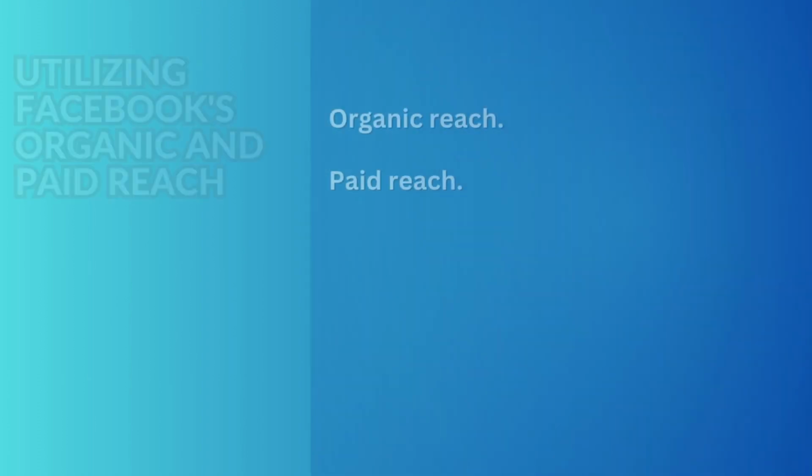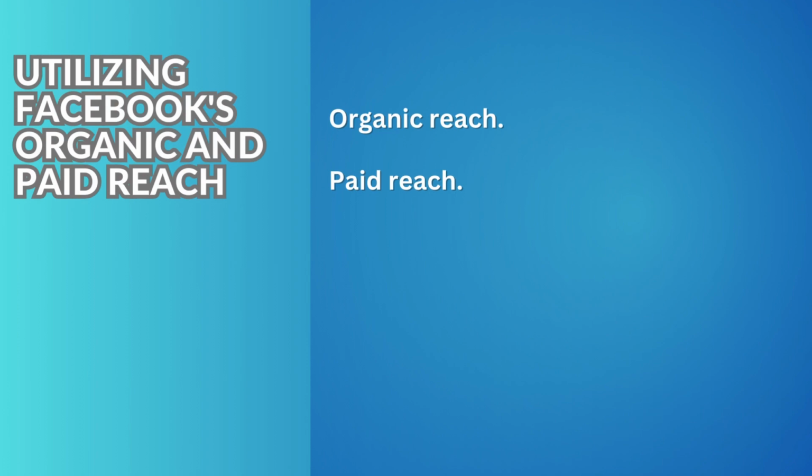Section 4. Utilizing Facebook's organic and paid reach. Facebook offers both organic and paid reach to amplify your brand awareness efforts. Organic reach. Focus on creating high-quality content that encourages likes, shares, and comments, expanding your brand's reach through word of mouth and organic engagement. Paid reach. Utilize Facebook's advertising platform to target specific demographics, interests, and behaviors, reaching a wider audience and enhancing brand visibility.